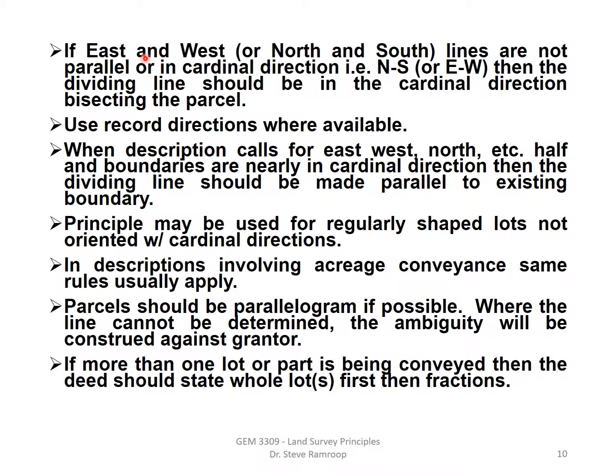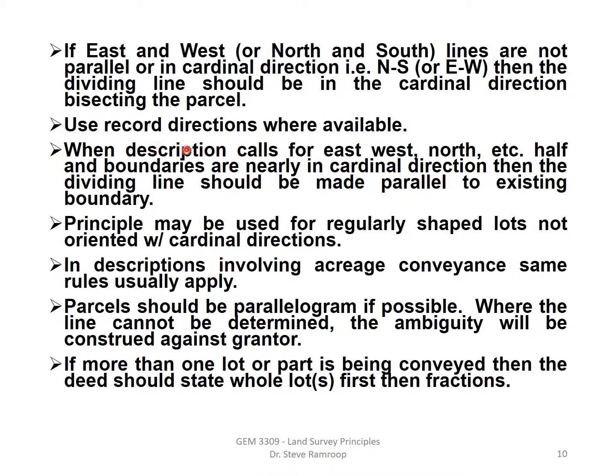If the east and west or the north and south lines are not parallel or in the cardinal direction, that is north-south or east-west, then the dividing line should be in the cardinal direction bisecting the parcel. And this different interpretation introduces ambiguity and causes confusion in the retracement of surveys.